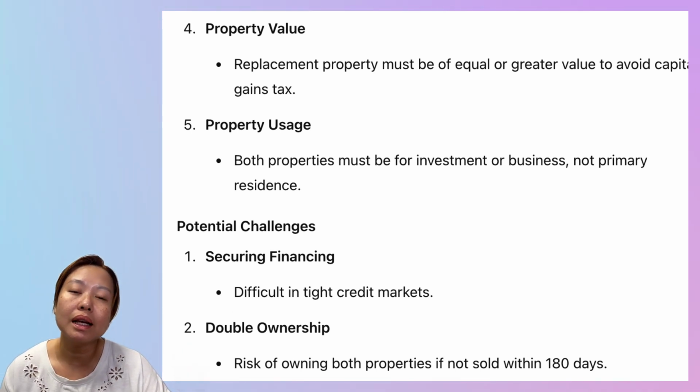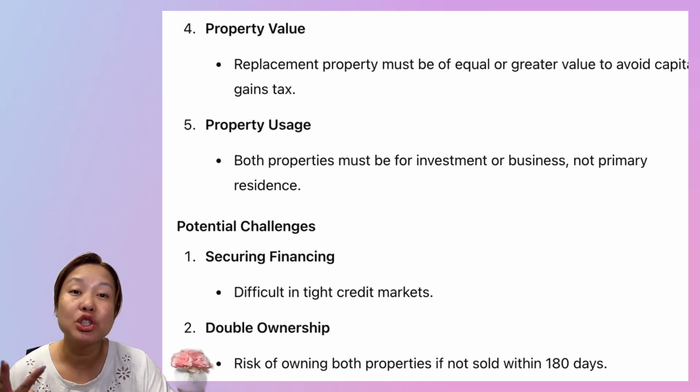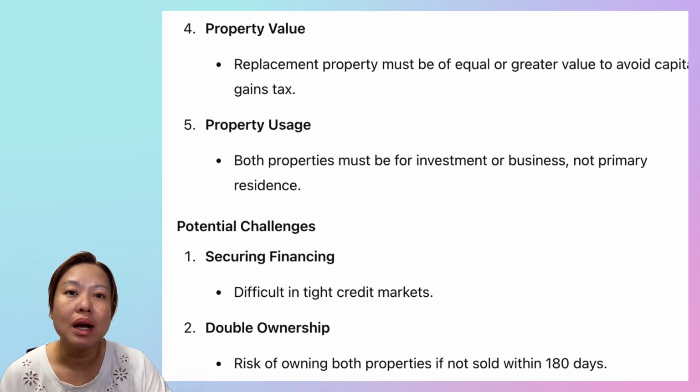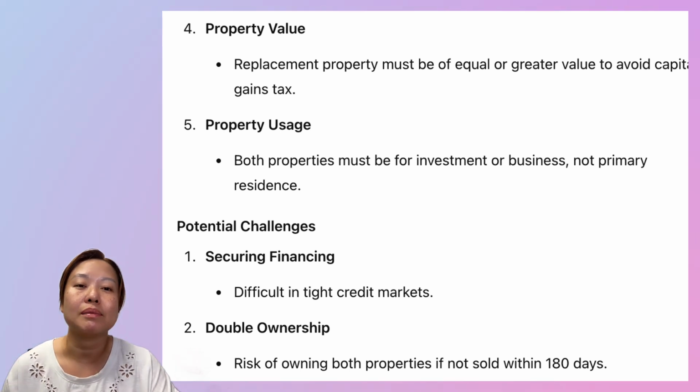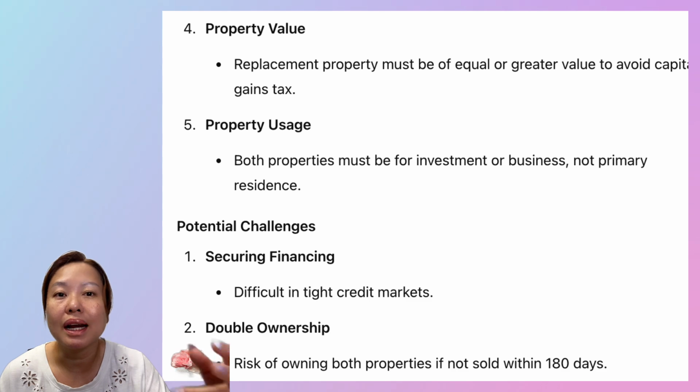The next thing is the double ownership. So if the relinquished property does not sell within 180 days, the taxpayer might end up owning two properties simultaneously, right? Because you cannot sell the old property that you want to exchange out, then you're going to have the new property and the old property at the same time. Now, if that happens, you want to keep both, or you want to sell one and keep the other, or maybe attempt another exchange. So you could do that, but you end up having two properties.